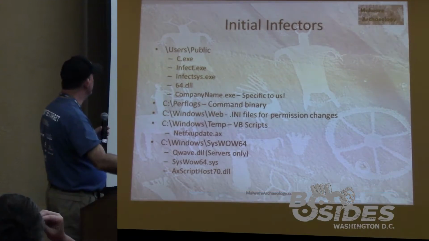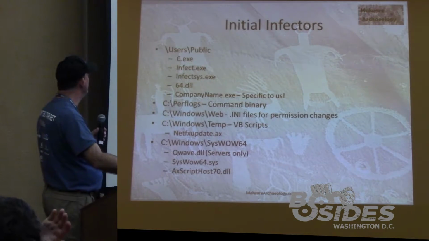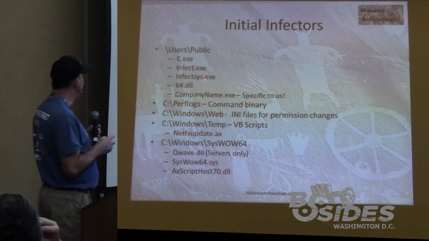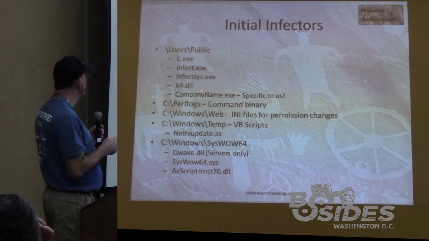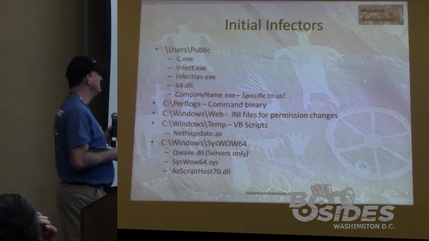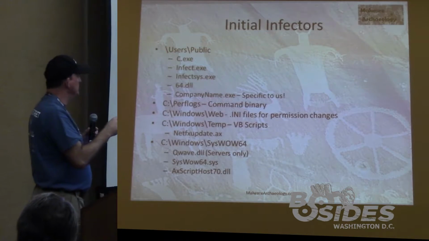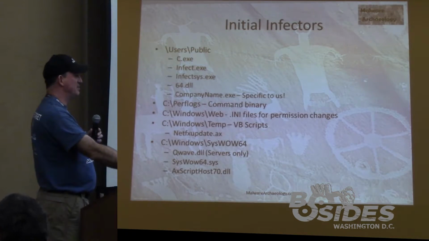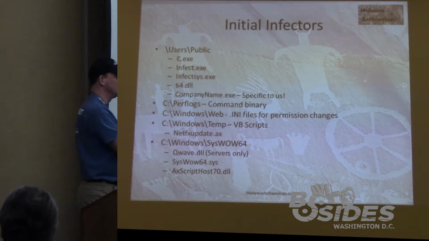The initial infectors, again, dropping to C:\Users\Public, because again, that's everybody when they log in, they can pull this. They had an item called c.exe, infect.exe, infect.sys, so this is the thing that infected the binaries, this is the thing that did the drivers. And then 64-bit, obviously, the DLL for that. Wasn't really sure what exactly this one did. And then one that was specifically named after our company. So that means there's probably a blizzard.exe and a, whatever, riot.exe as well probably out there.